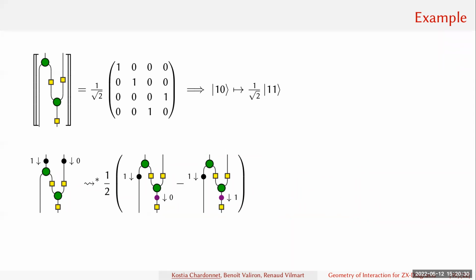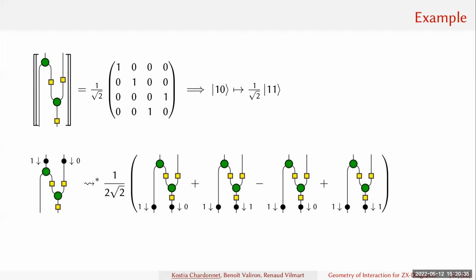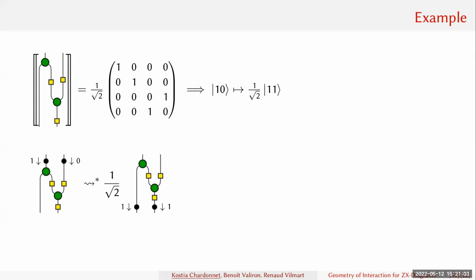Finally, we'll just rewrite in one step the two tokens at the bottom that go through a Hadamard to end up with this state. And here, what we can notice is that the first diagram is the same as the third one, and the second diagram is the same as the last one. So the first diagram minus the third diagram, you can make the two of them disappear. And the second diagram plus the fourth diagram, you can just sum them. And you end up with this 1 over square root of 2 of your diagram with two output tokens both in the state 1.